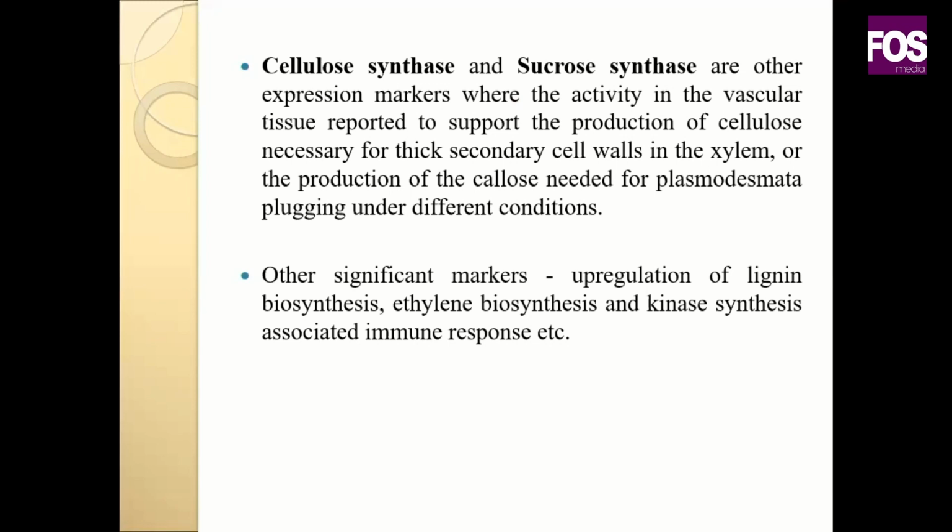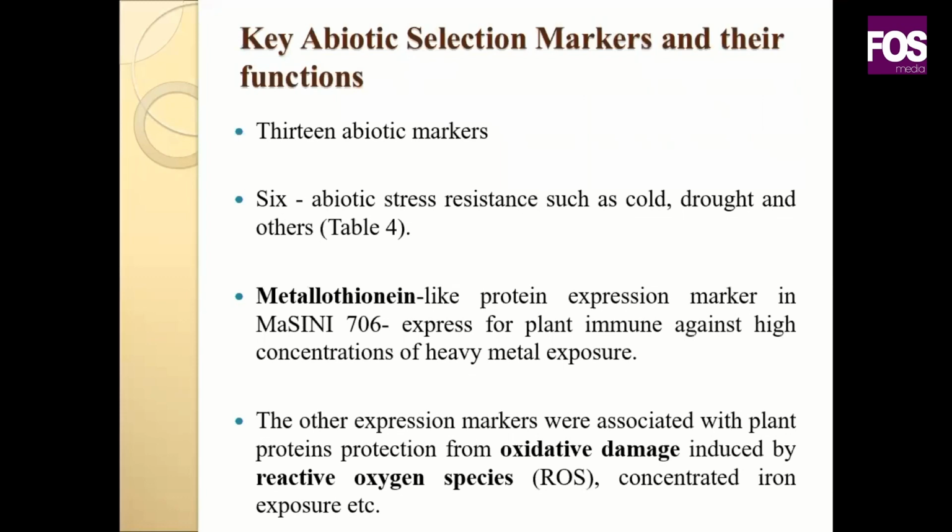Cellulose synthase and sucrose synthase are other expression markers. They are active in vascular tissues and reported to support the production of cellulose necessary for thickened secondary cell walls during pathogenicity. Other significant markers include upregulation of lignin biosynthesis, ethylene biosynthesis, and chitinase synthesis associated immune response activities, according to the literature. Key abiotic selection markers and their functions are also diverse.